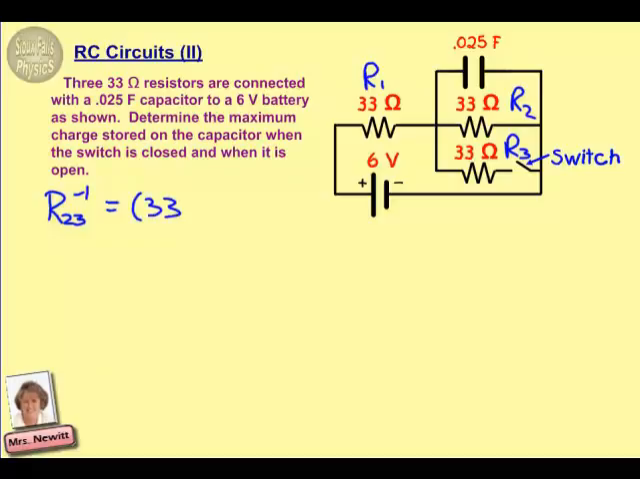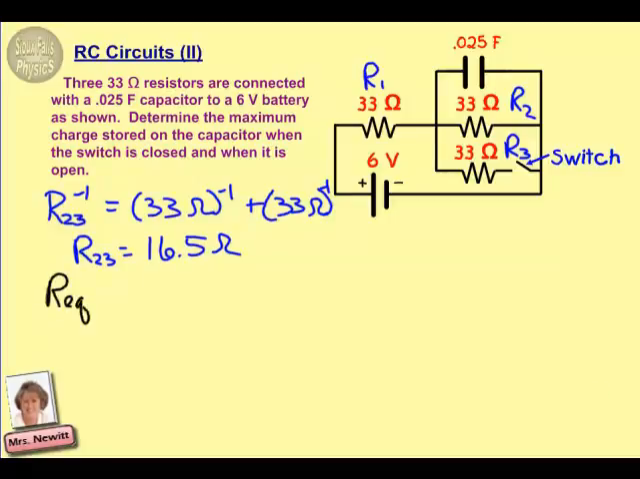So if we take 33 ohms and 33 ohms again, we find that our resistance for 2 and 3 together is 16.5. That allows us to then simply add to resistor 1 because 1 is in series with those two. So we now have 16.5 ohms added to 33 ohms, and we get a total of 49.5 ohms for the circuit.